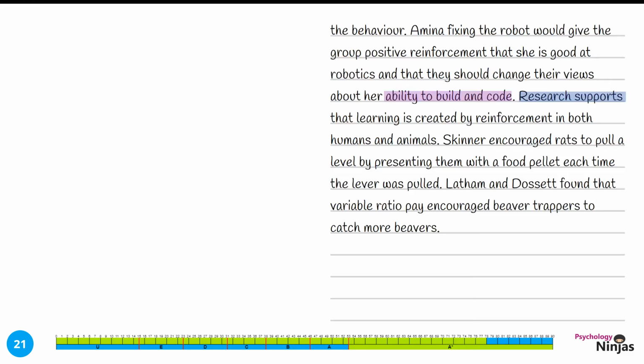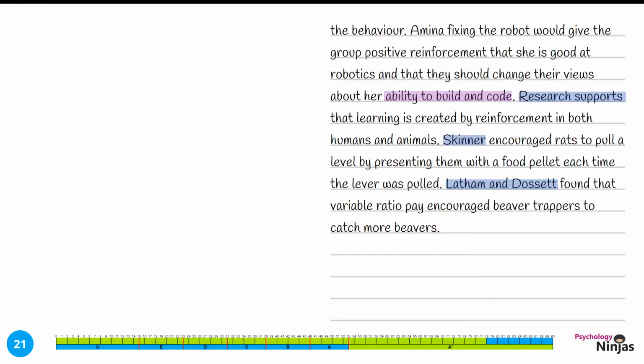Skinner encouraged rats to pull a lever by presenting them with a food pellet each time the lever was pulled. Latham and Dossett found that variable ratio pay encouraged beaver trappers to catch more beavers. We've clearly identified research and given the findings of that research.